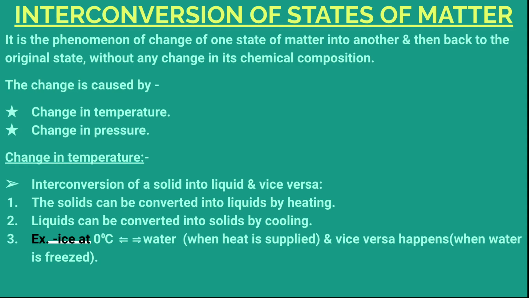A solid can be converted into liquid by heating. We need to heat it, that is, we need to raise the temperature, so that the solid melts to liquid. And liquid can convert into solid by cooling. If the liquid is cooled, that is, the temperature is lowered, then the liquid changes into solid. So there is a change in temperature in both cases. For example, ice at 0 degree centigrade will change into water when heat is supplied, and vice versa, water changes into ice when water is frozen. So there is a change in temperature during the interconversion of solid to liquid and liquid to solid.